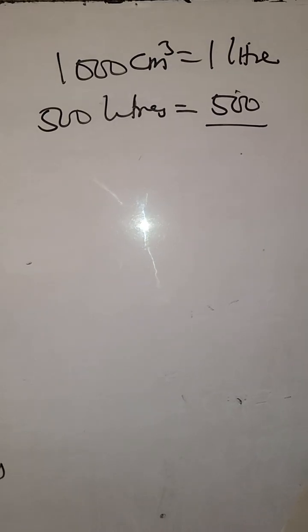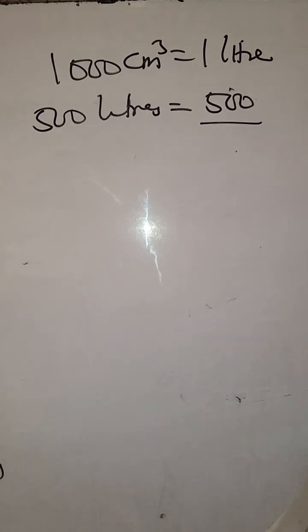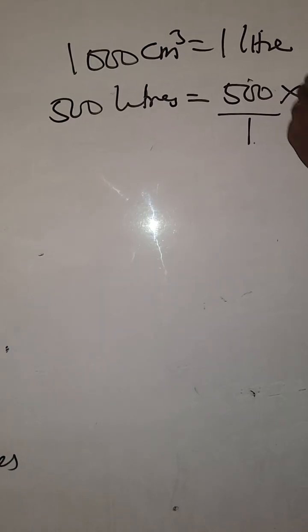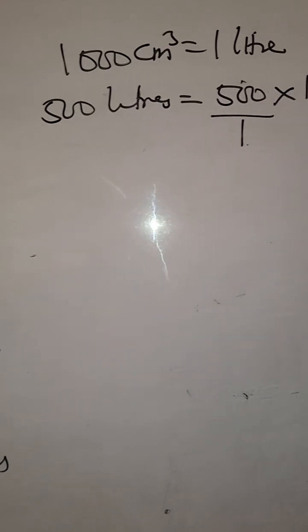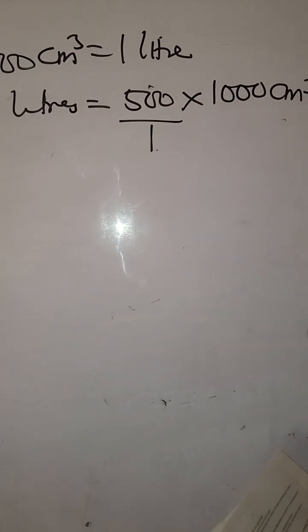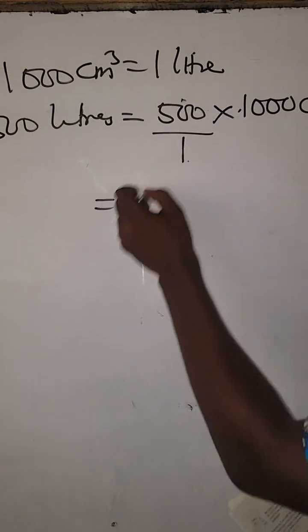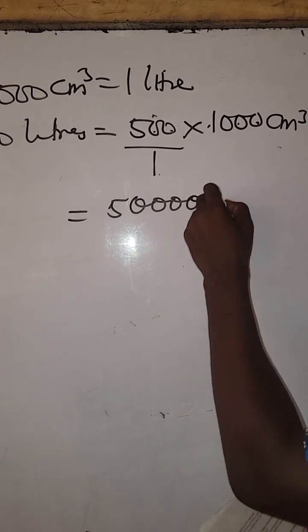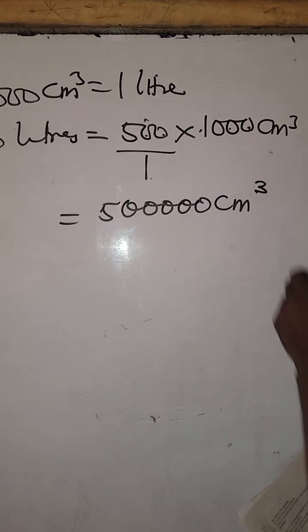So that becomes 500 liters times 1,000 cm cube. That's going to be 500,000 cm cube.